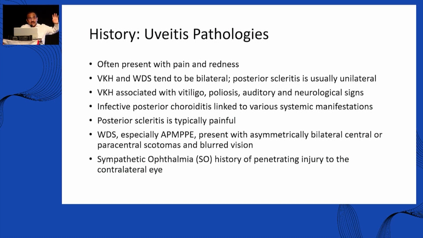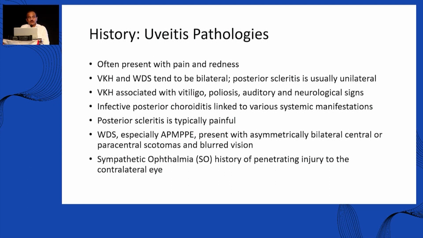Still, those are the features of CSR, but when you want to see uveitis pathology, the history is different. Often onset with pain and redness, photophobia, typical features of uveitis, the patient will have at least a few of them. VKH and white dot syndromes tend to be bilateral, and posterior scleritis is usually unilateral, but the patient is with severe pain. So you cannot make mistakes in that case. CSR will never cause pain.